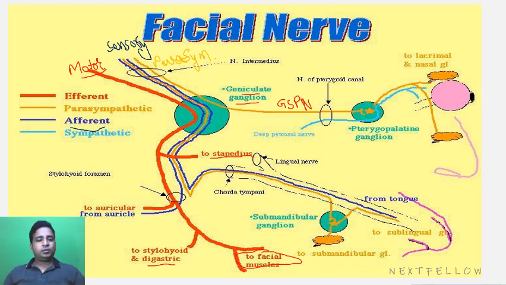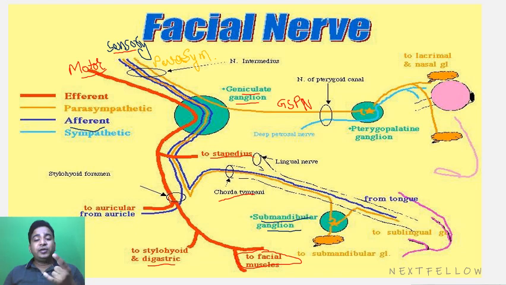So these are the motor fibers, and then come the sensory fibers. What do these sensory fibers do? They go with the chorda tympani. This is my chorda tympani. From this chorda tympani, they will first relay in the submandibular ganglion, and then they will supply the submandibular and sublingual glands and help in secretion of saliva.